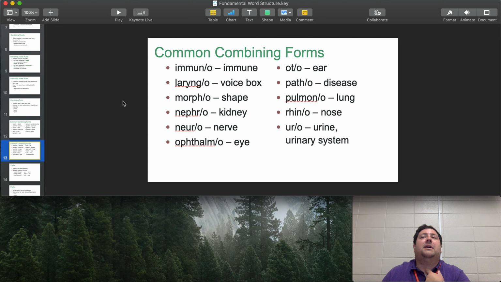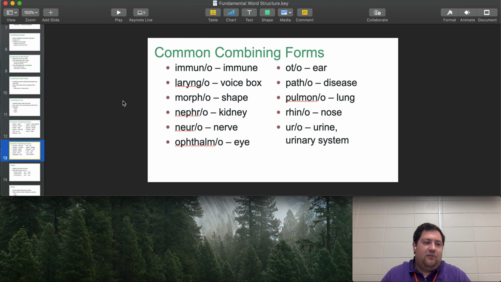Laryngo is your voice box. So if you had a laryngoscopy, that is a scope that they put up your nose, down your throat, into your voice box, and they actually look at your voice box and see how the vocal cords are moving to see if everything is going correctly and see if you have good vocal cord structure.